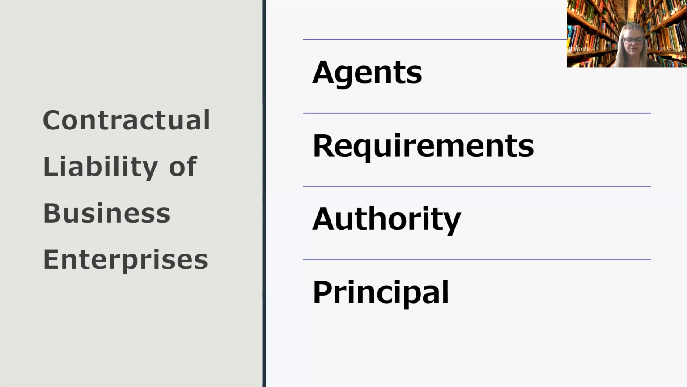We really don't want a third party to end up getting injured in a contract because they believe they were actually entering into a contract with a business when in fact the person they were speaking with had no authority to act on behalf of the business.